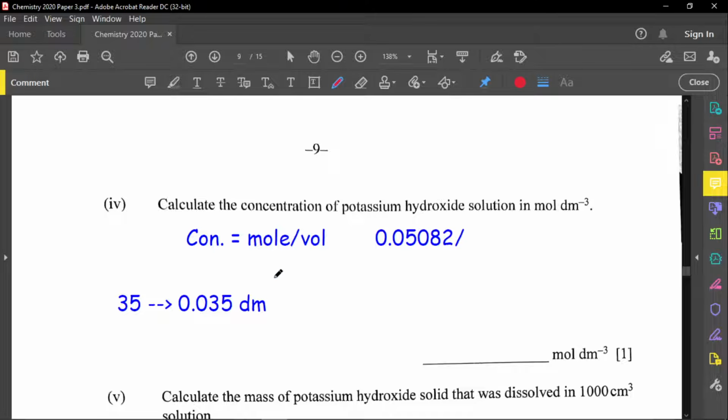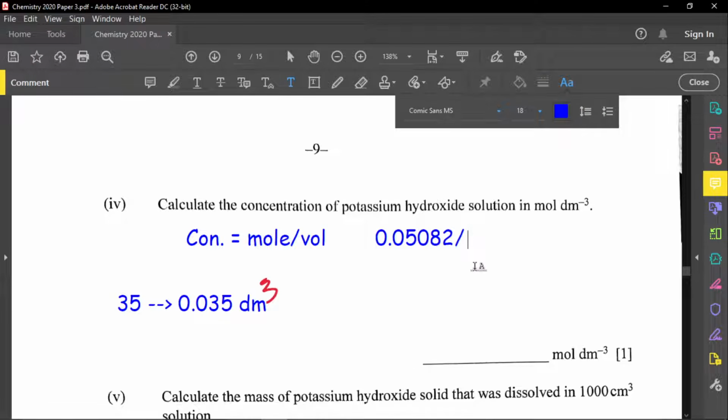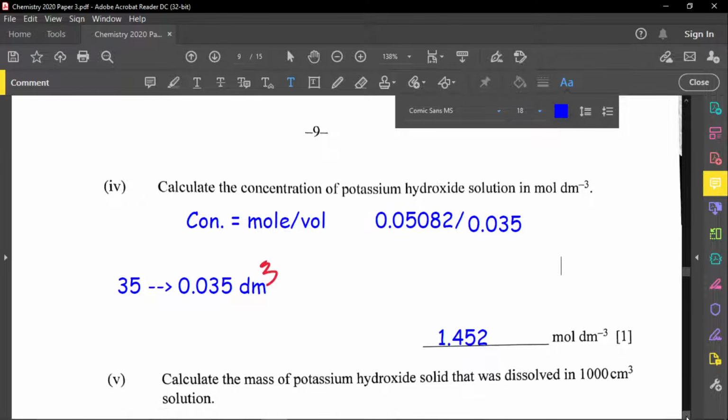All right, so once this is in dm cube, we can plug that in, because remember, we cannot use centimeters cube, since they say they must be in moles per dm cube, not moles per centimeters cube. So here we're going to divide by the volume, which is 0.035. And so our answer here in moles per dm cube, when we divide those two numbers, is going to be 1.452 moles per dm cube. All right, so great. Now let's go to the next part of the question.